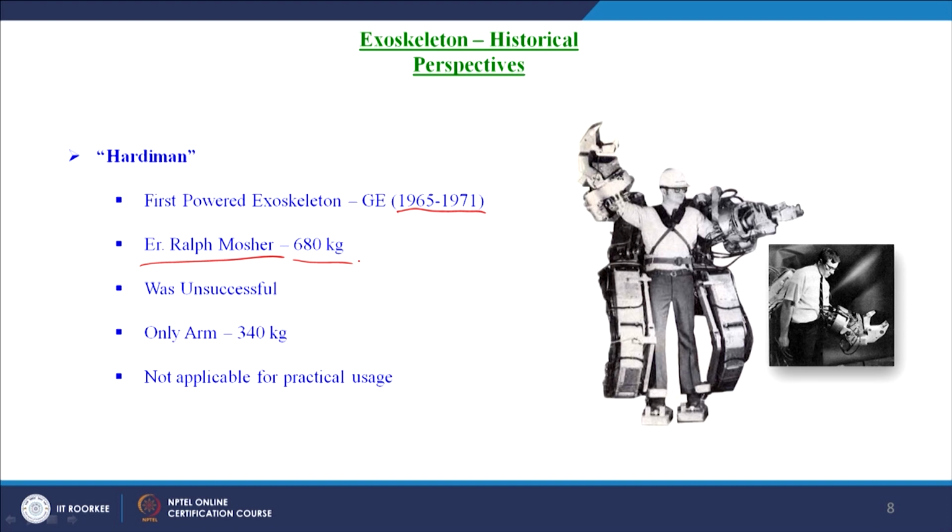But this task was unsuccessful with this Hardiman exoskeleton, and later on they focused on a one-arm exoskeleton that was able to successfully lift 340 kilograms, but the weight of that arm alone was 3 times the weight it was lifting, and hence this Hardiman exoskeleton was not applicable for practical usage. It became impractical.